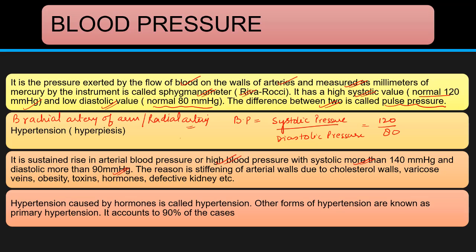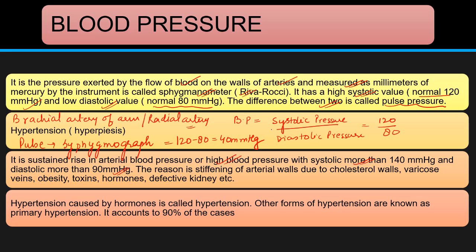The pulse is felt in the radial artery present in the wrist of the man. It is also felt in the artery of the neck region. The graph of the pulse of an artery is marked by an instrument known as sphygmograph. Pulse pressure is the pressure difference which generates a pulse. This is systolic minus diastolic, that is 40 millimeters of mercury.